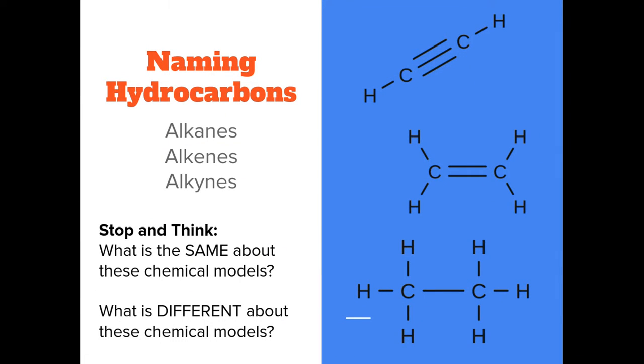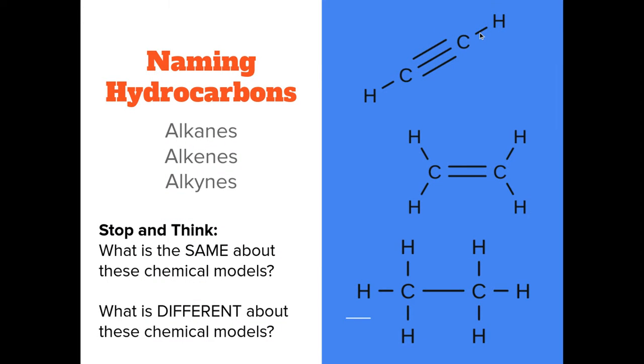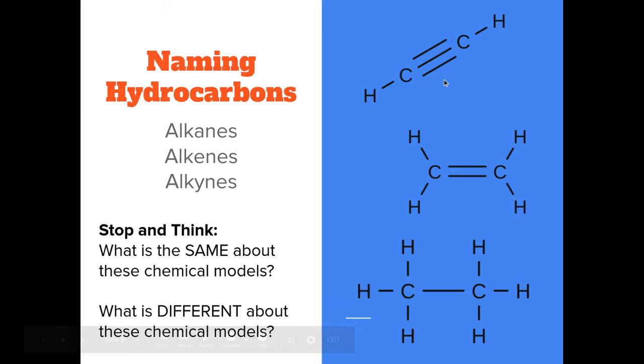How we name these is very similar, though. The only thing that we use is the difference between them. Because the single, double, and triple bond also changes the number of hydrogens that are bonded to the carbons as well. You can see this hydrocarbon has 6 hydrogens. This one has 4 hydrogens, and this one just has 2. So it changes the number of hydrogens in the compound as well.